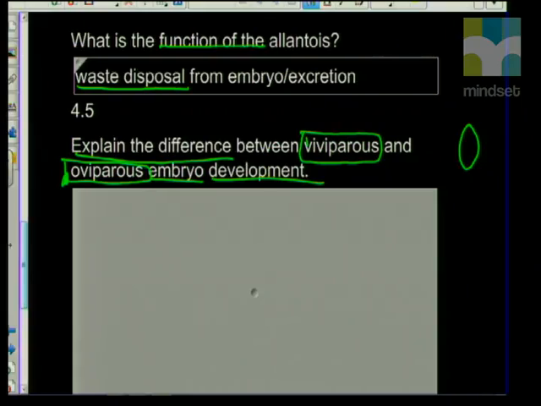So let's get this right. Viviparous gets all its nutrients and everything from its mom, through the placenta and the umbilical cord and all of that type of thing. That's viviparous. Oviparous is inside an egg. It gets all its nutrients from the yolk. Can you remember the yolk that I was talking about? It gets all its nutrients from the yolk.